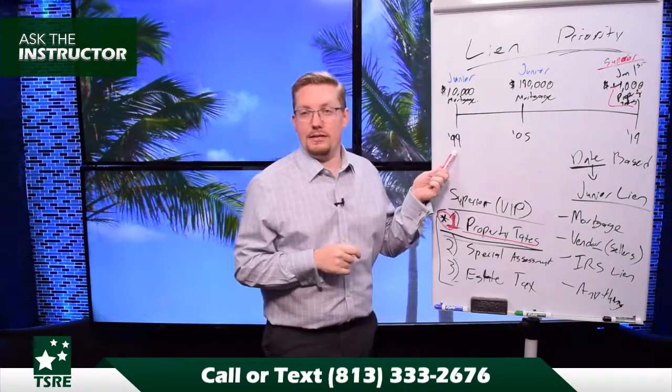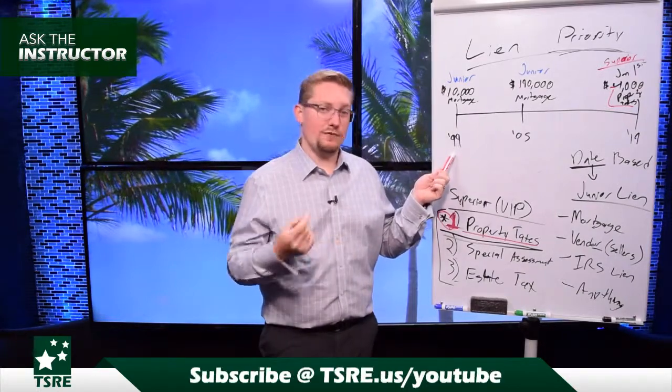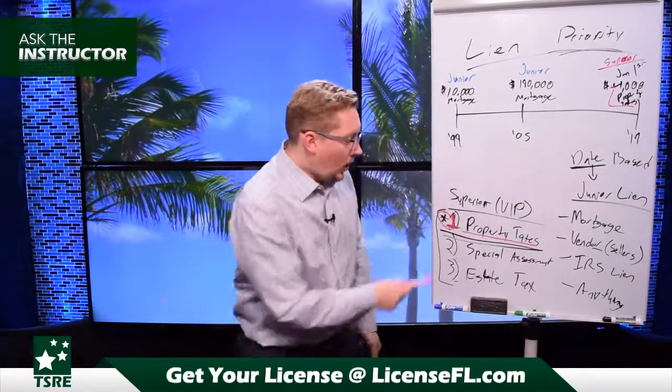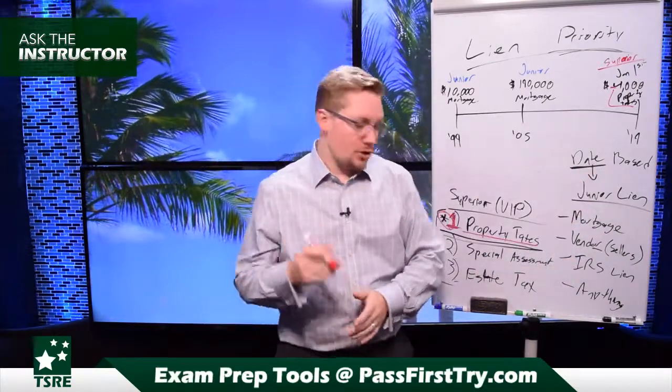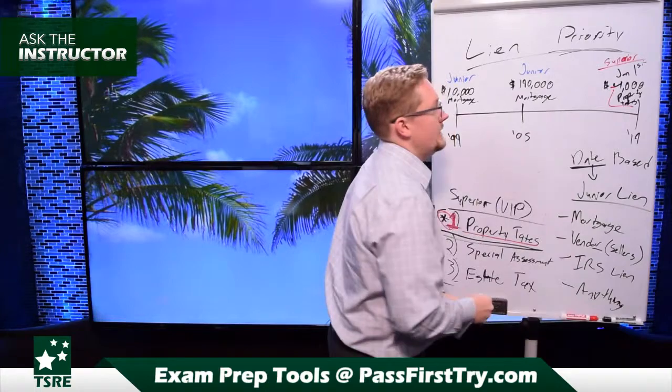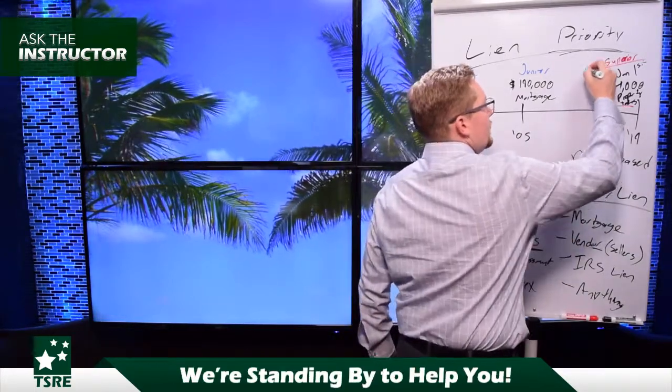So it doesn't matter that this mortgage here has been waiting in line for 20 years. Property taxes, again, they get to cut the line. All of these VIPs or these superior liens, these get to cut the line. The junior liens are based on date. So really, if we wanted to number out the priority here, number one would be our property taxes.